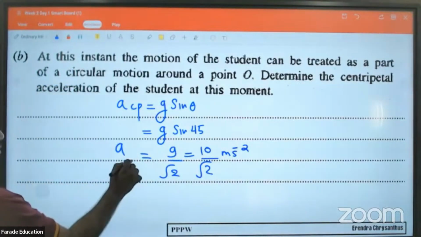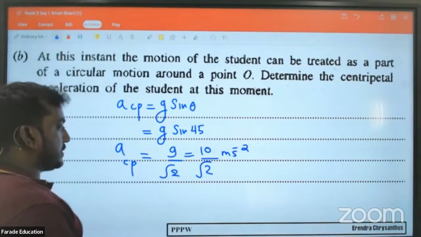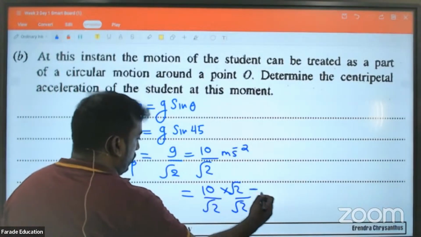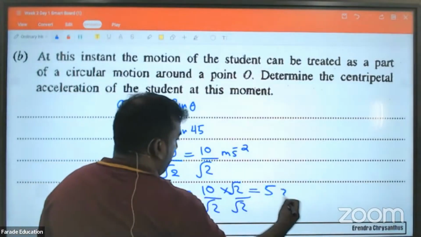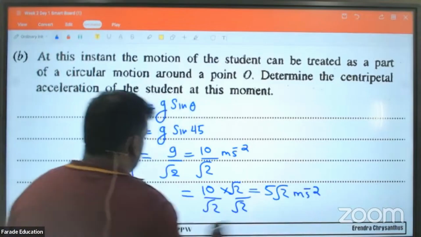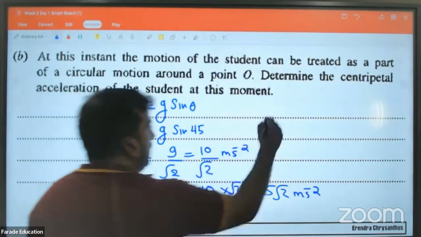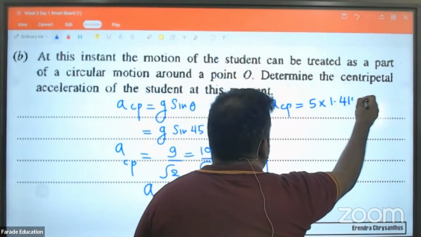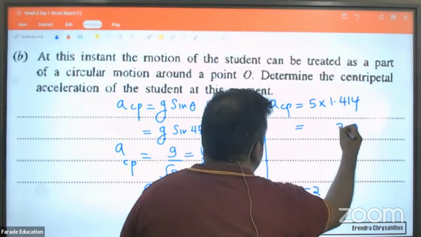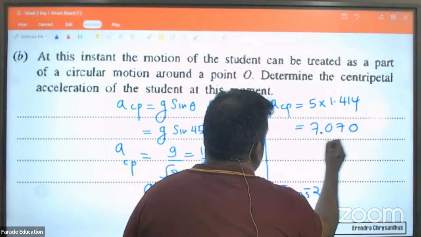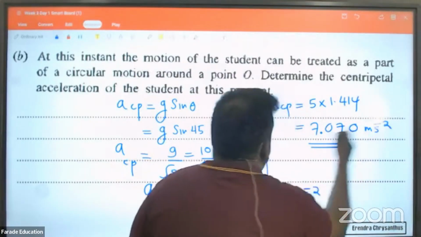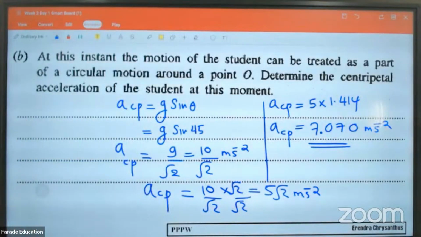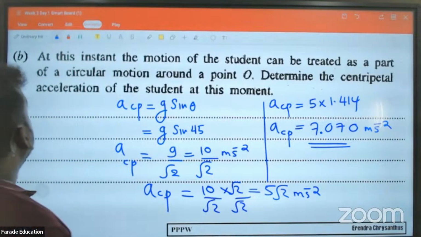But I must warn you, do not keep it like this. They will give marks. So I'll multiply the denominator and the numerator by root 2. 10 divided by 2 is 5. 5 root 2 m/s squared. Simplified further. Root 2 is 1.414. 7.07 m/s squared. Right.